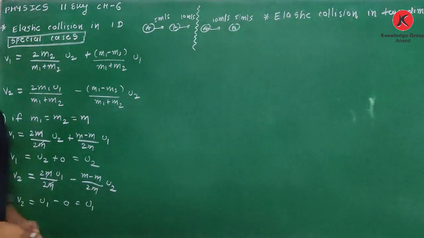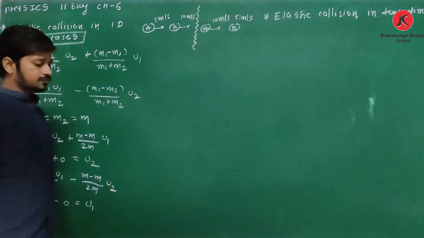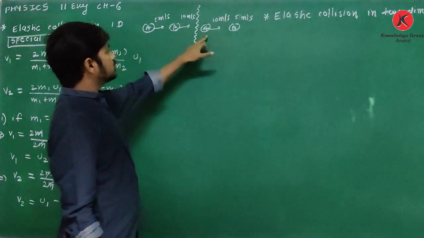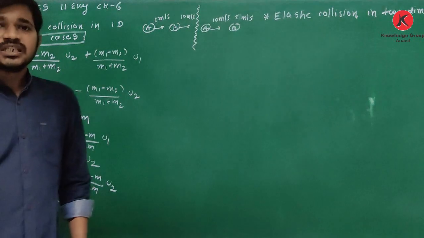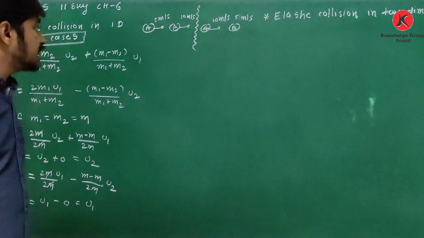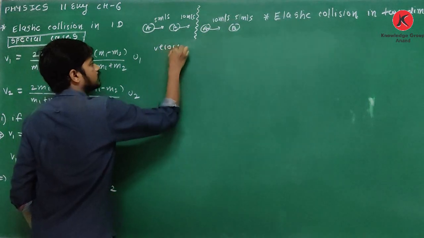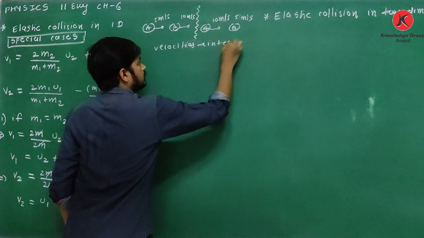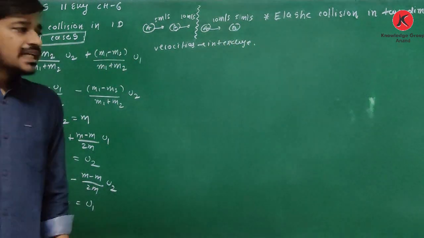Clear about this? So u1 is equal to v2, and u2 is equal to v1. Simple. So it is the first special case. If the masses are equal, their velocities interchange. Clear about this? So it is the first result.